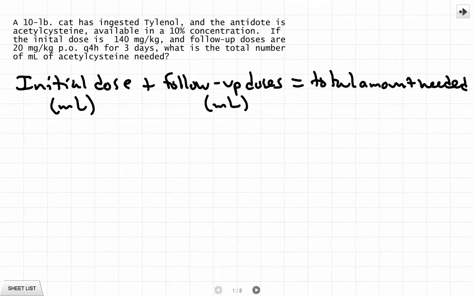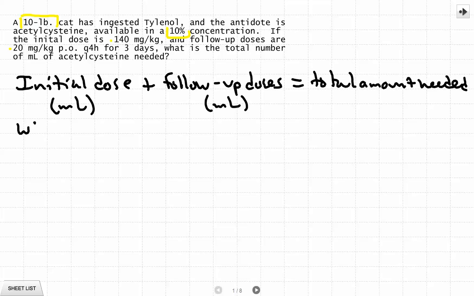And the basic information that we have is as follows. We know the weight of the patient is 10 pounds. We know the concentration of the drug is 10%. And we have the dose information for both the initial dose and also the follow-up doses. So there's our initial dose, and those are our follow-up doses. So what we want to do is first figure out the initial dose.